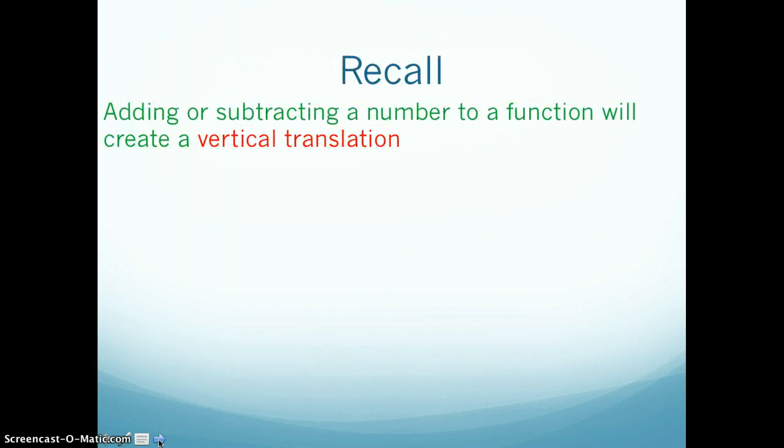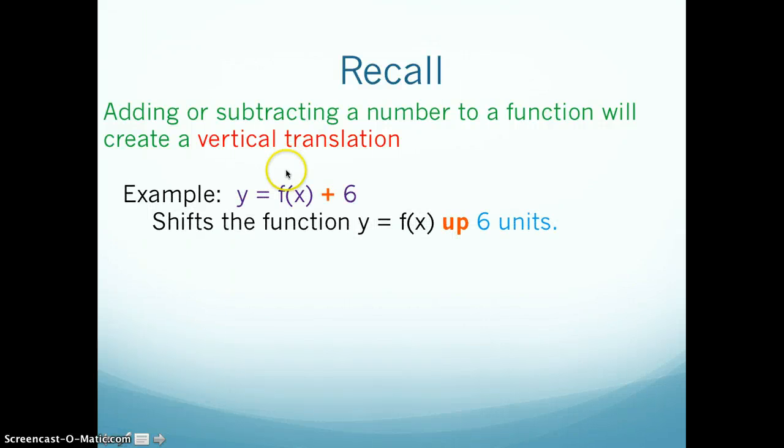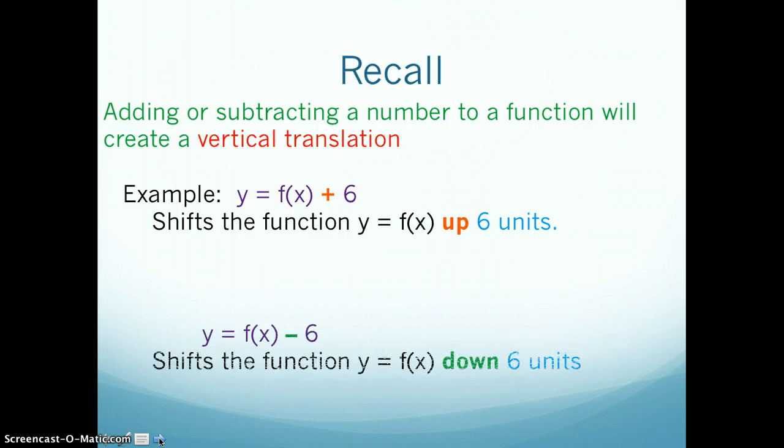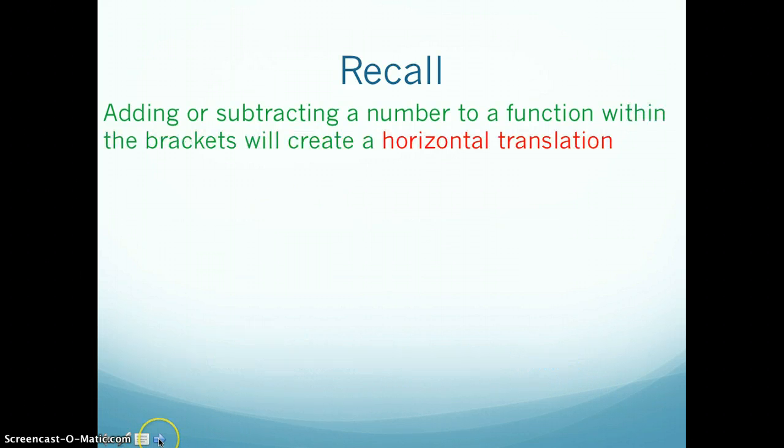Okay, now we're going to look at some more of the moving things on a graph. Just to recap, first we're going to look at vertical translation. Recall, adding or subtracting a number to a function will create a vertical translation or vertical shift. For example, if you have your function and you add 6, then that moves the whole function f of x up by 6 units. If your c value is negative, then that's going to move your function f of x down by 6. Okay, just a little recap there.